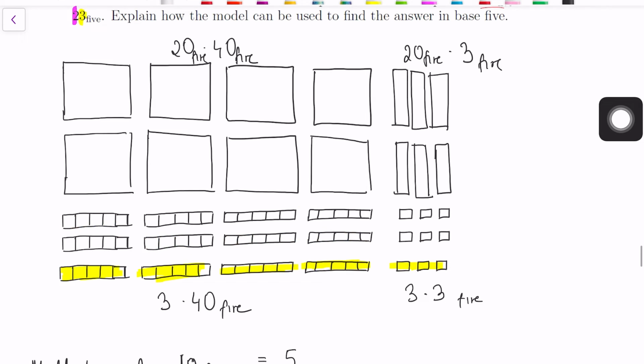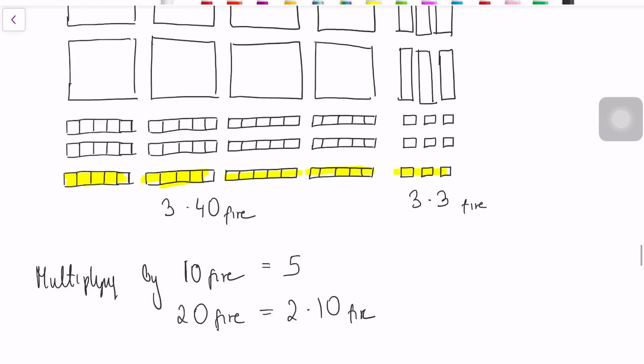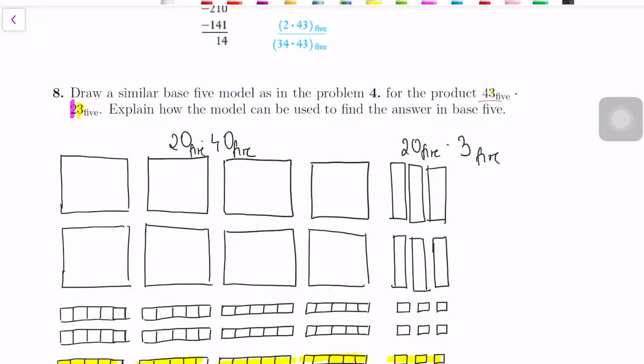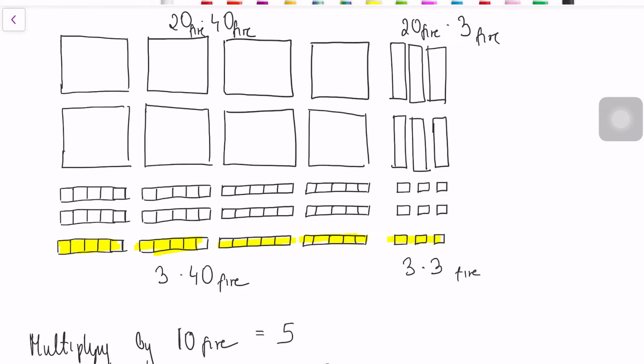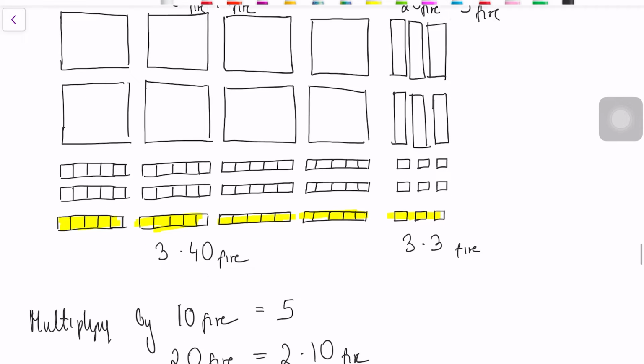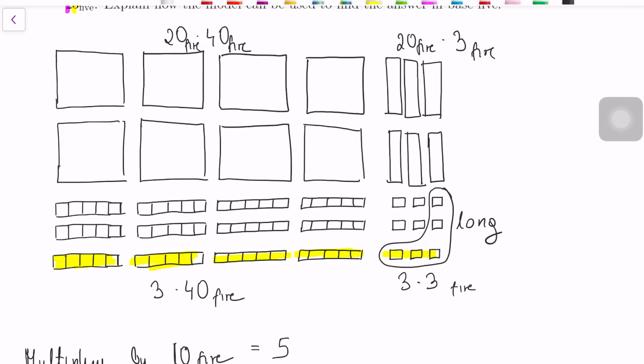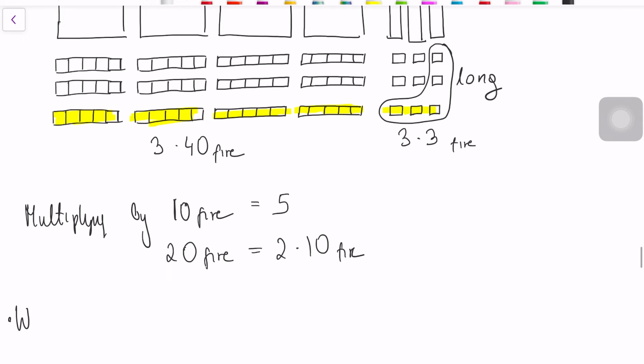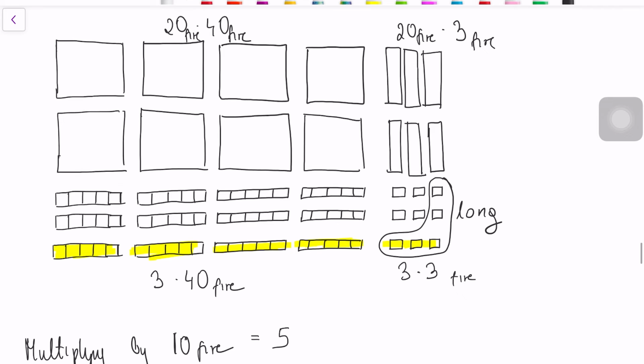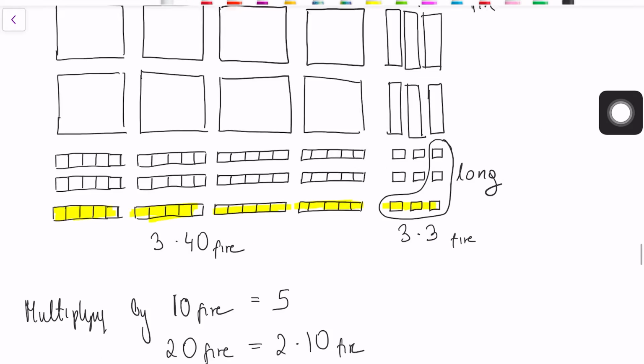So this is it. And now what number does this give me based on this concrete model? What can I say is the solution of this 43 in base 5 times 23 in base 5? Well, we need to group. Whenever I have 5 units, that will become a long. 5 longs will give me a block, and so on. So what I see is that this will give me a long, right? So now how many longs do I have? I'm going to write it down. Here, I'm going to write everything I have. We have 8 flats.